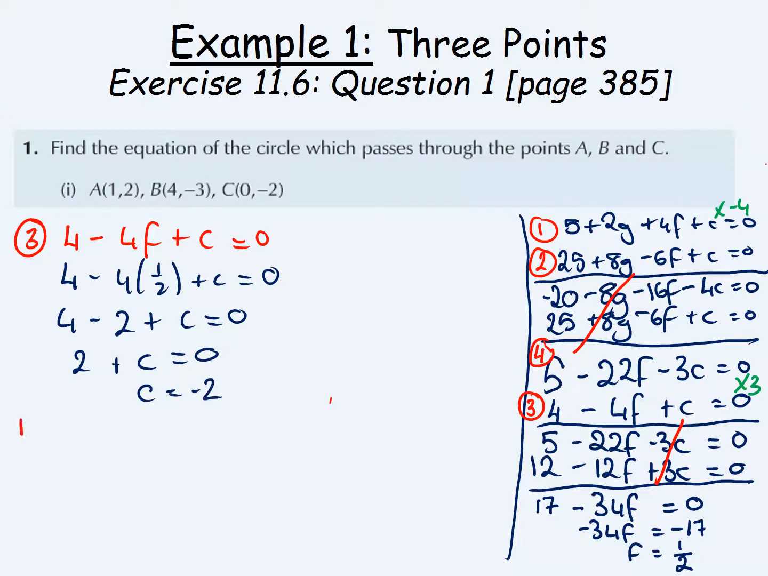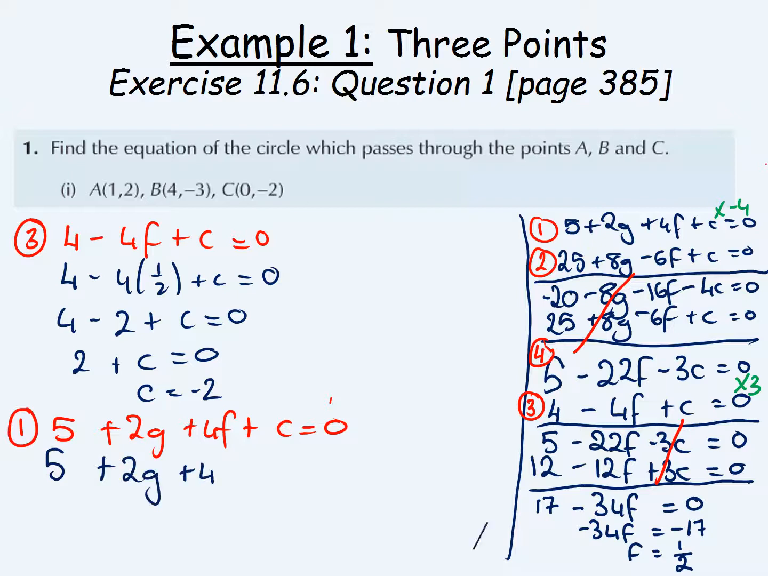And then we can go back to either 1 or 2. I'm going to take 1. It's 5 plus 2g plus 4f plus c equals 0. And I'm going to sub in for my c, 2g, and my f, plus 4 times a half, plus minus 2 equals 0.